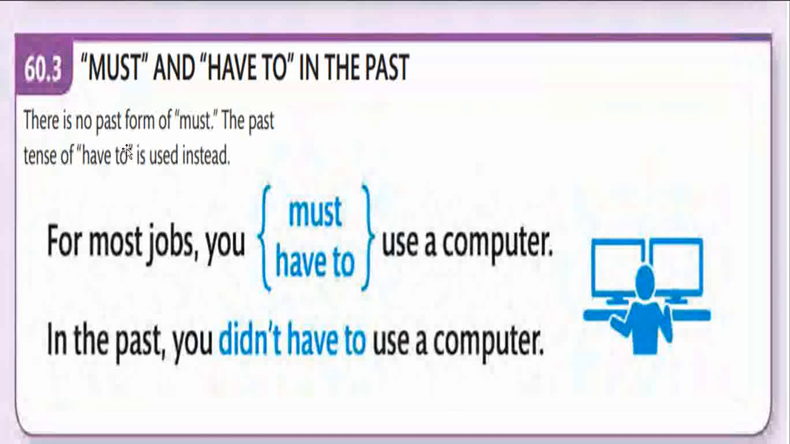Let us see the next construction. Next pointer, must and have to in the past. There is no past form of must. The past tense of have to is used instead. Let's see the example. For most jobs, you must use a computer. For most jobs, you have to use a computer. In the past, you didn't have to use a computer. So there's no past form of must. The past tense of have to is used instead. So have to is used.